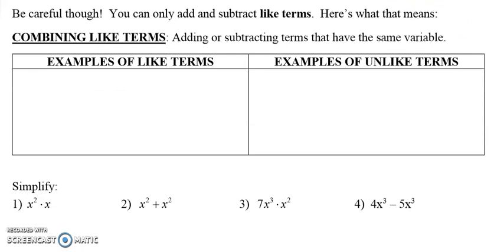It says be careful though. You can only add and subtract like terms. And here's what that means. Combining them. Adding or subtracting terms that have the same variable, sometimes variables, okay? And they have to have the same exponents on them. So I'm just going to write same exp, that's same exponent right there. So let's talk about some examples. I'll give you a couple.